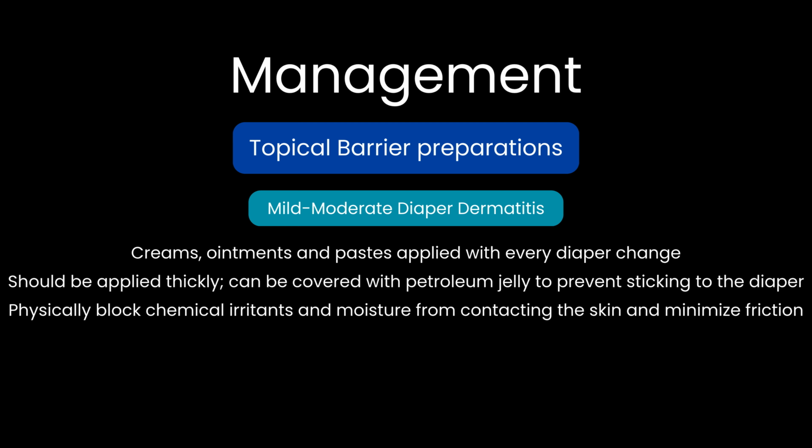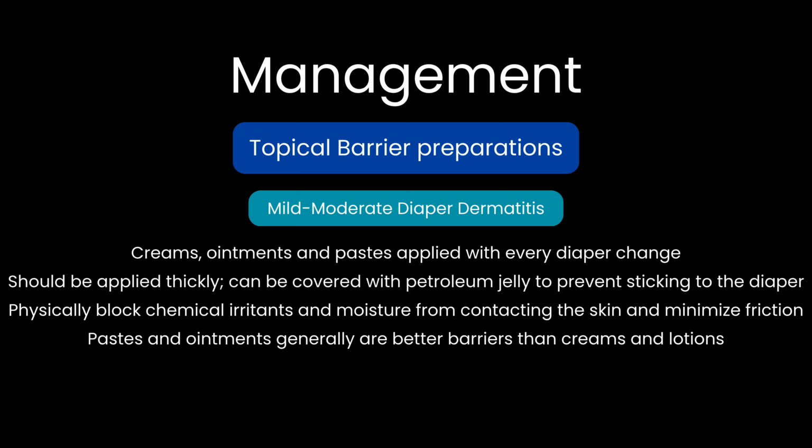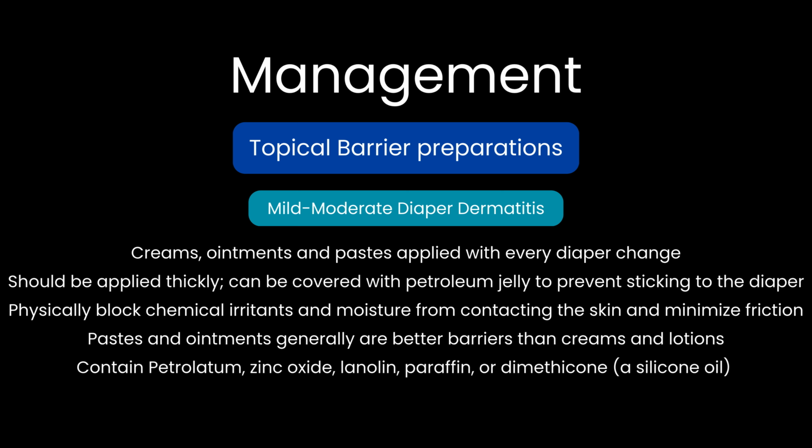Barrier preparations physically block the chemical irritants and moisture from contacting the skin and minimize friction. Pastes and ointments are generally better than creams and lotions, which are poorly adherent, minimally occlusive, and may contain fragrances and preservatives. The most common over-the-counter topical preparations contain petrolatum, zinc oxide, or both. Some also contain lanolin, paraffin, or dimethicone, a silicone oil.